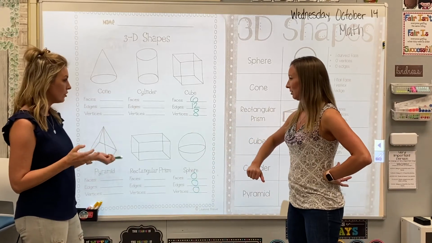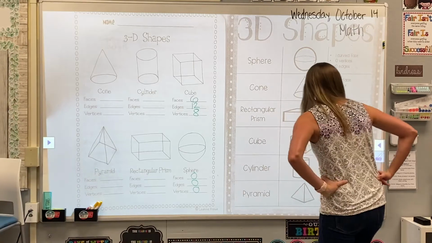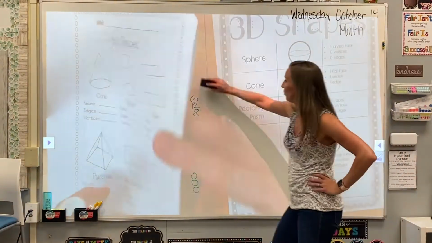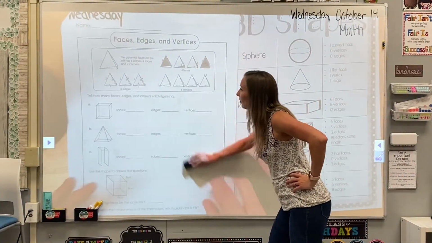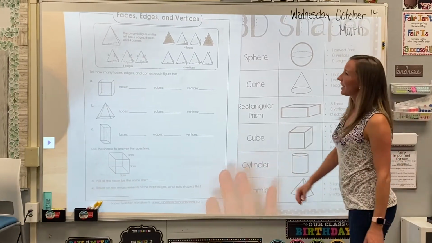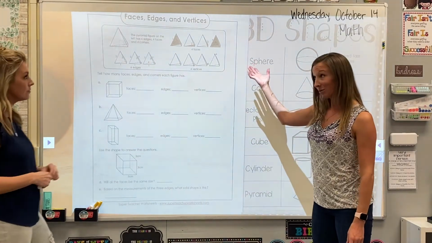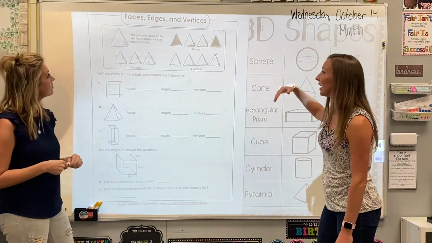Okay. So should we turn it over and see about the other side? Yeah, let's check it out just to make sure everyone knows what they're doing today. It looks very similar to the side we just did. It does. In fact, the top says faces, edges, and vertices. Those are the exact words that we just talked about on the other side.